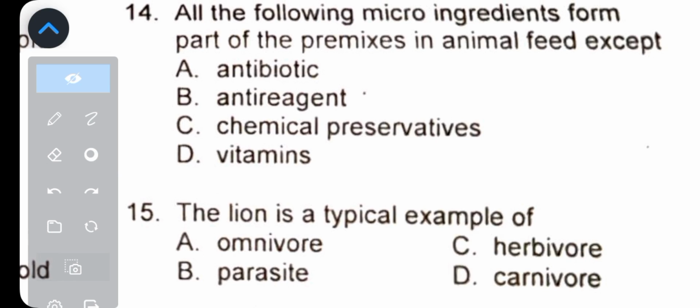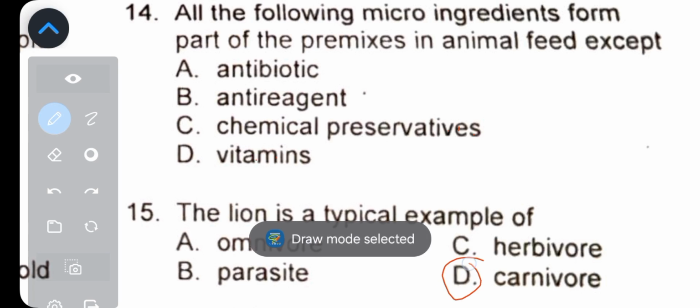Question 15. The lion is a typical example of A, omnivore, B, parasite, C, herbivore, D, carnivore. The lion is a carnivore, so the answer is D.